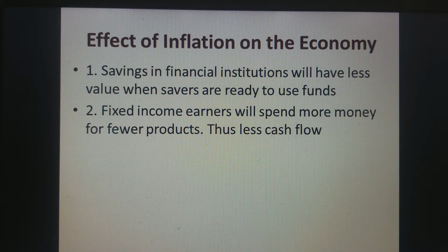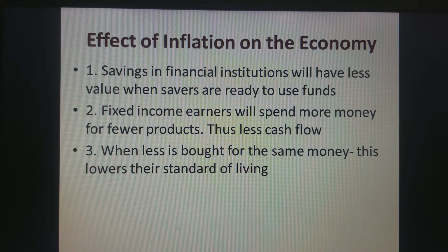What is happening is that many working persons, employed middle class individuals, have a fixed salary, right? Their salary is not moving, but the prices of goods in the supermarkets continue to rise, and therefore they find that they cannot buy the amount of goods and services that they used to. So they are buying fewer goods and services with the same amount of money. When less is bought for the same money, this lowers the standard of living.